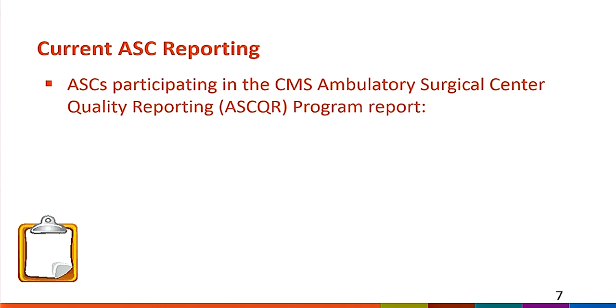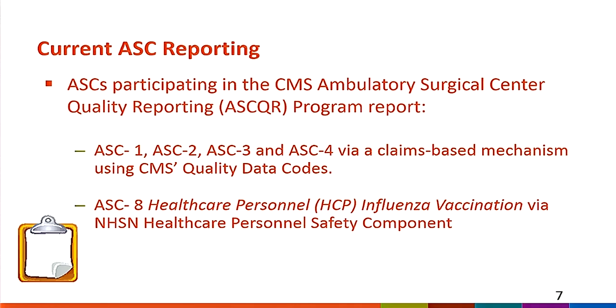ASCs participating in CMS's Ambulatory Surgical Center Quality Reporting Program, ASCQR, report on a number of quality measures. Four of these measures, ASC 1 through ASC 4, are included in OPC. These are outcome measures that are reported via claims-based mechanism using CMS's quality data codes.